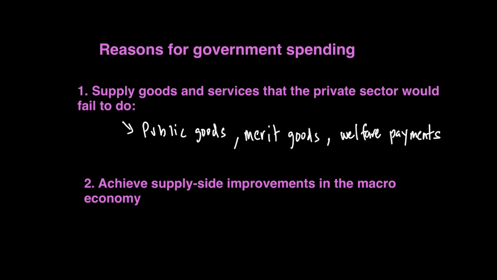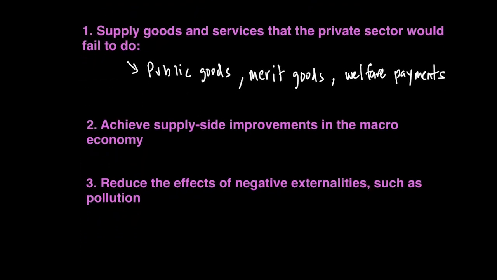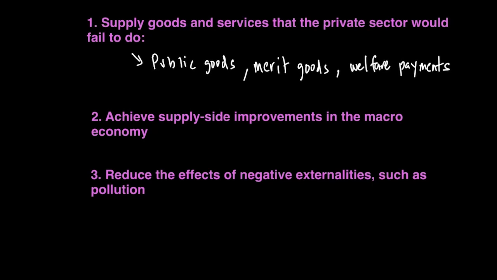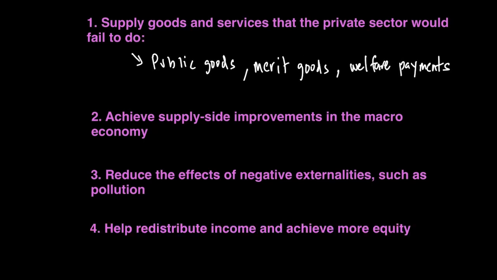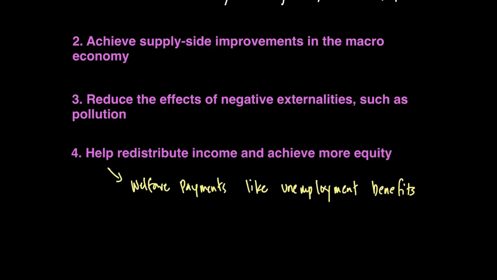Thirdly, government spending can also be to reduce negative externalities such as pollution and any other negative aspects of consumption. Another key government expenditure is to help redistribute income and achieve more equity in a society. This is done through welfare payments that the government makes from time to time, such as unemployment benefits. Government may also spend money subsidizing industries which may need financial support.